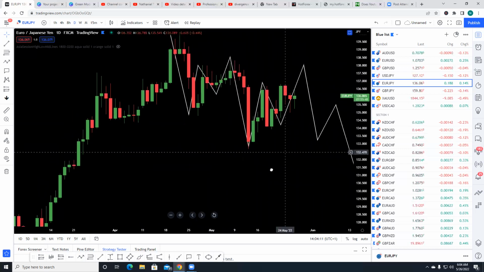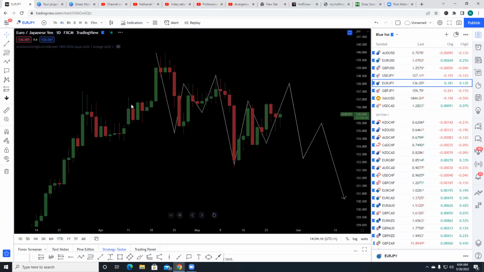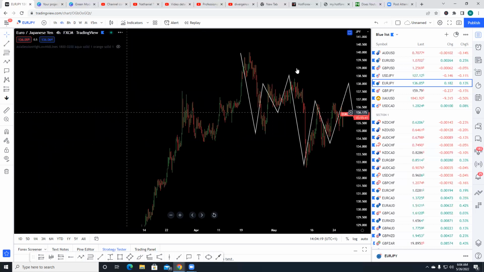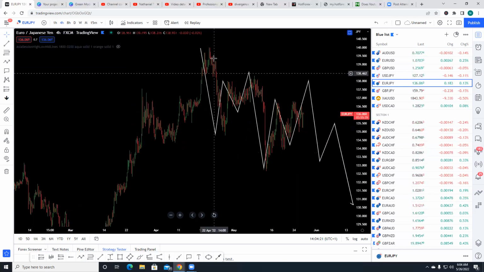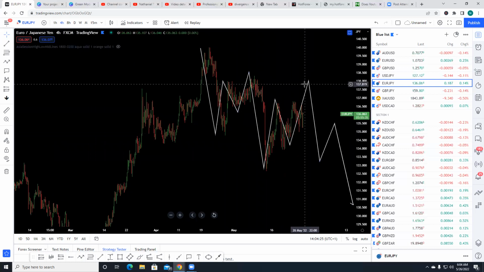You can see clearly on a daily time frame. I've analyzed this for you. Maybe I should take it to 4 hours for clarity. Okay, can you see? We have got 3 waves down. We are expecting 3 waves up right now as an X.